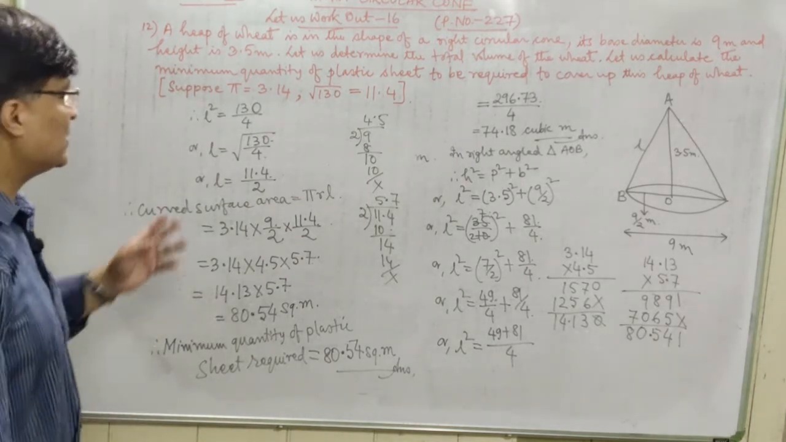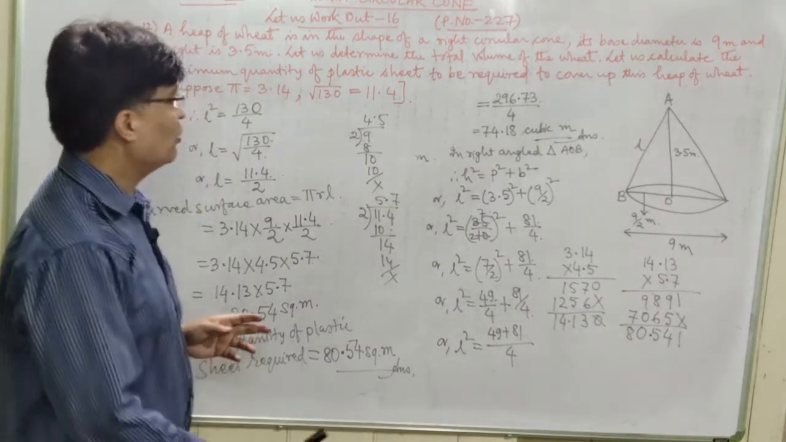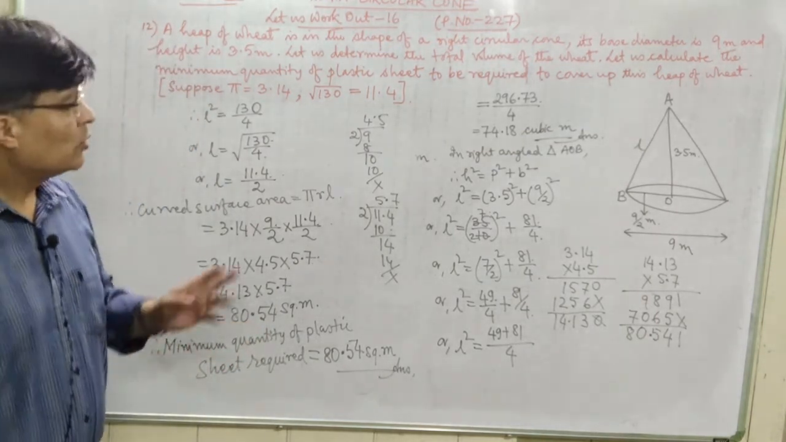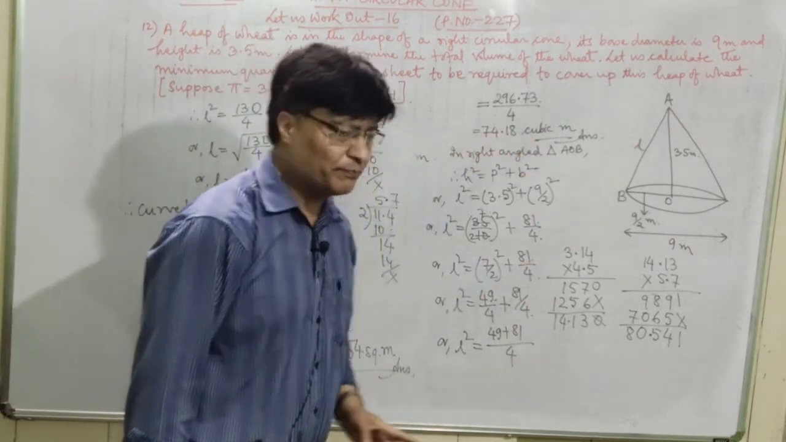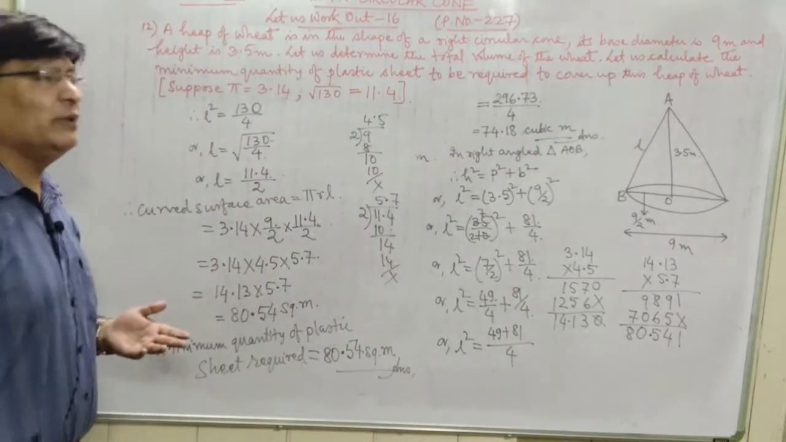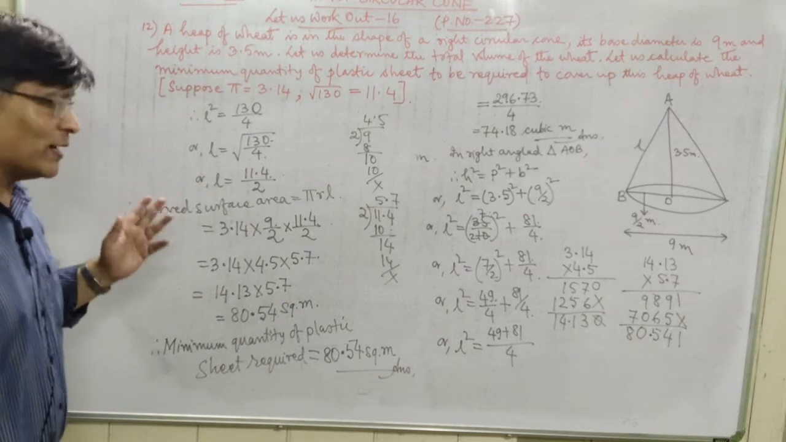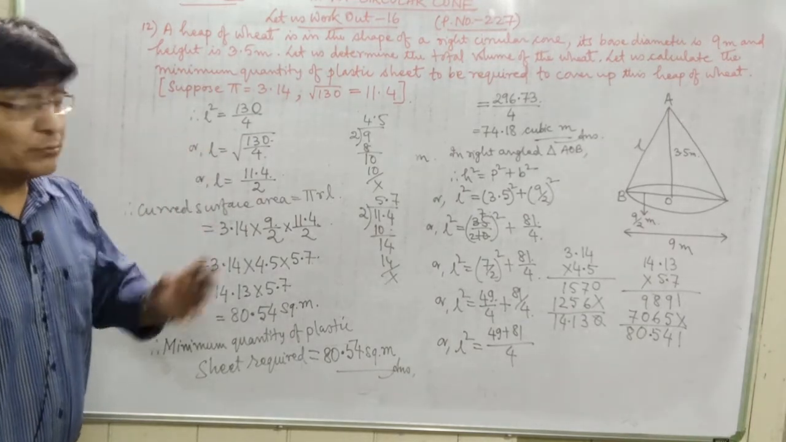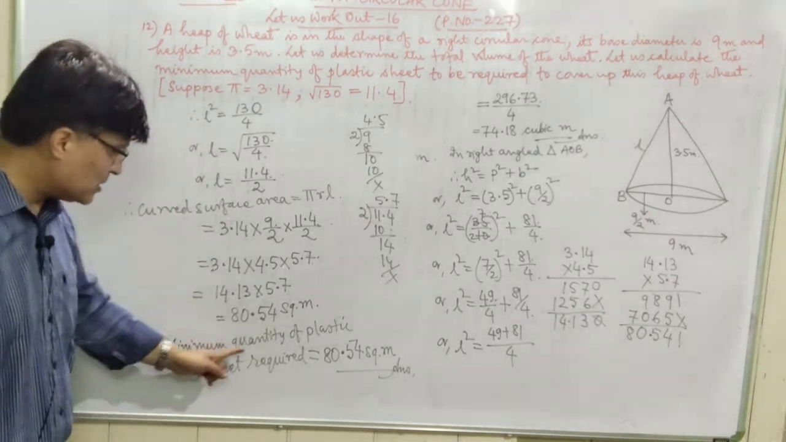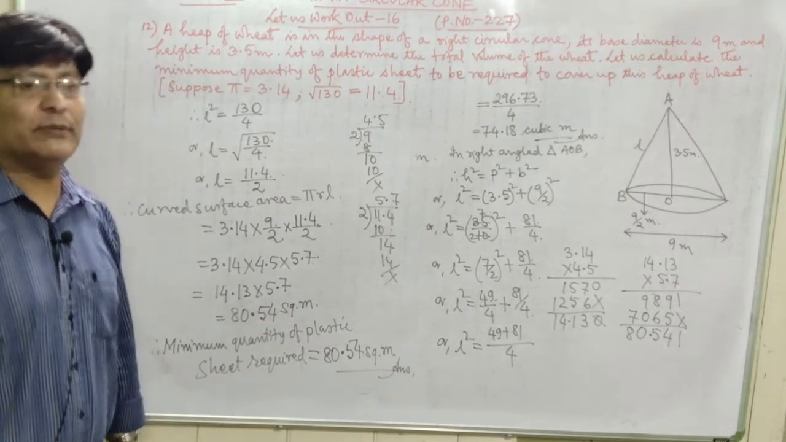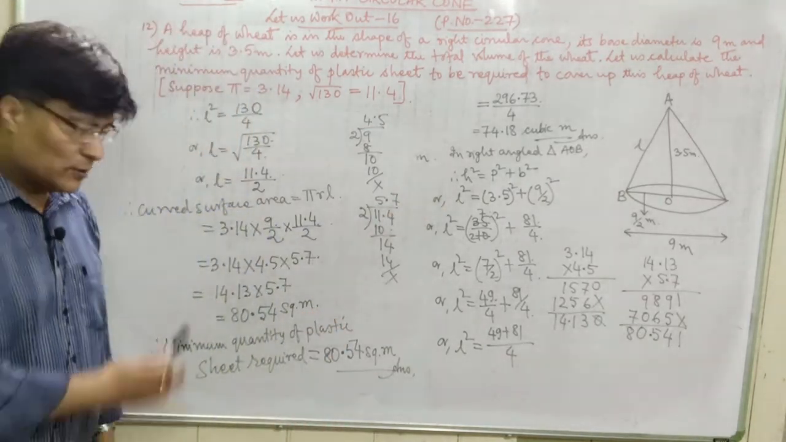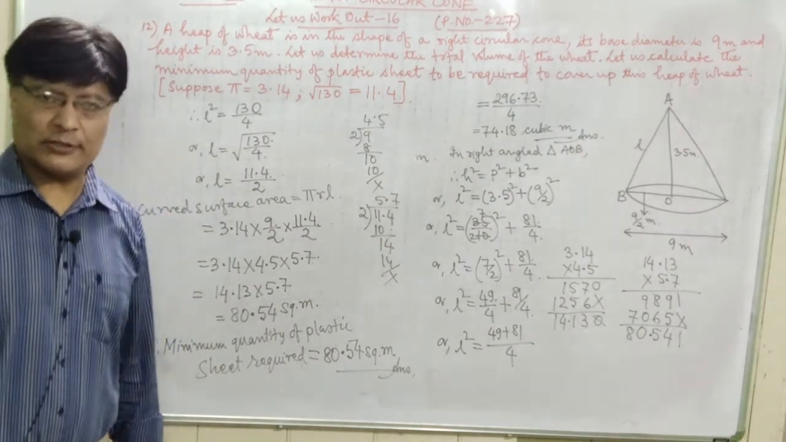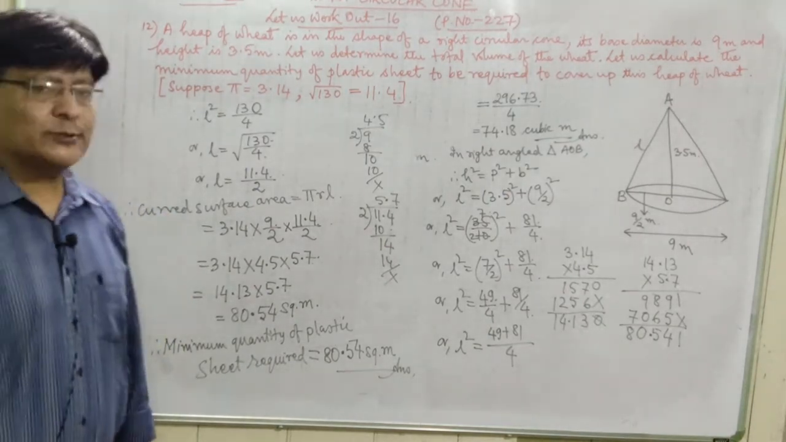So we have calculated the total volume of the wheat. Total volume of the heap of wheat is 74.18 cubic meter. And what is the minimum quantity of the plastic sheet required to cover up this heap of wheat? That is 80.54 square meter. So these two are the approximate values. So these are the answers. So I think you have understood it. So this much is for today.